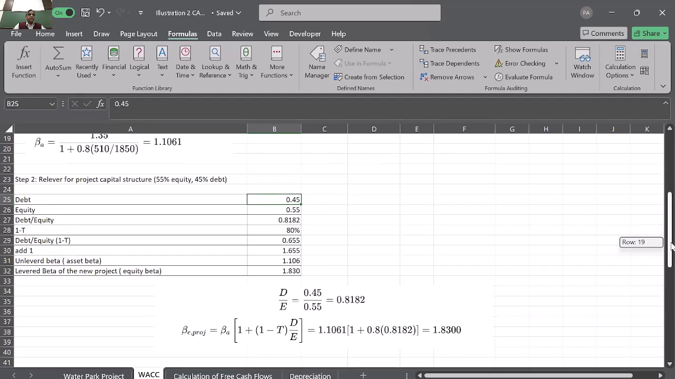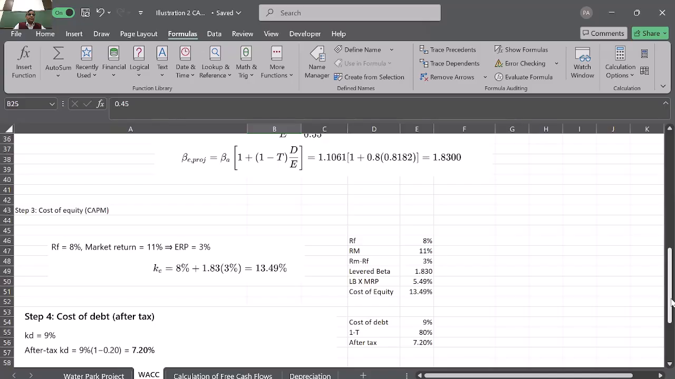Now we have to calculate the cost of equity using the CAPM model. So here the market return is 11% and the risk-free rate is 8%. So tell me, what is the current risk-free rate in India? If I ask you this question, where will you go? The 10-year government bond, which is currently trading at 6.7%.